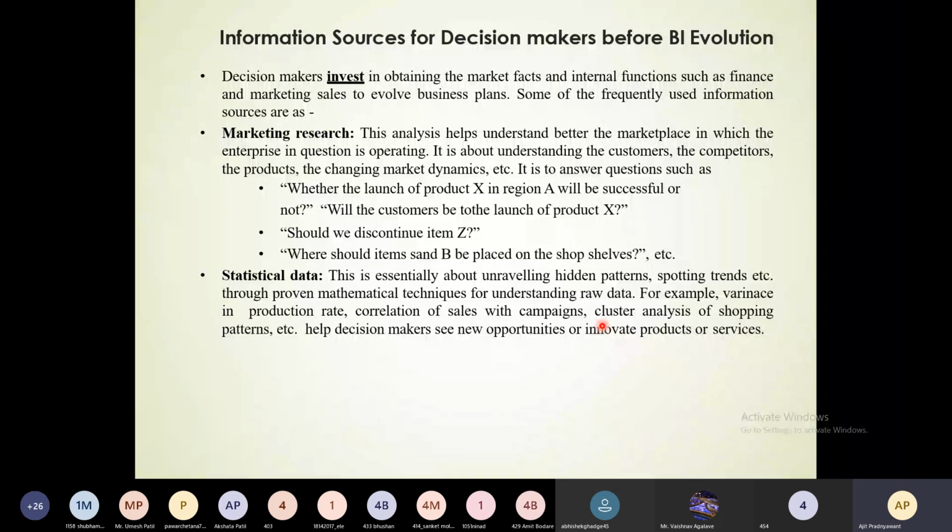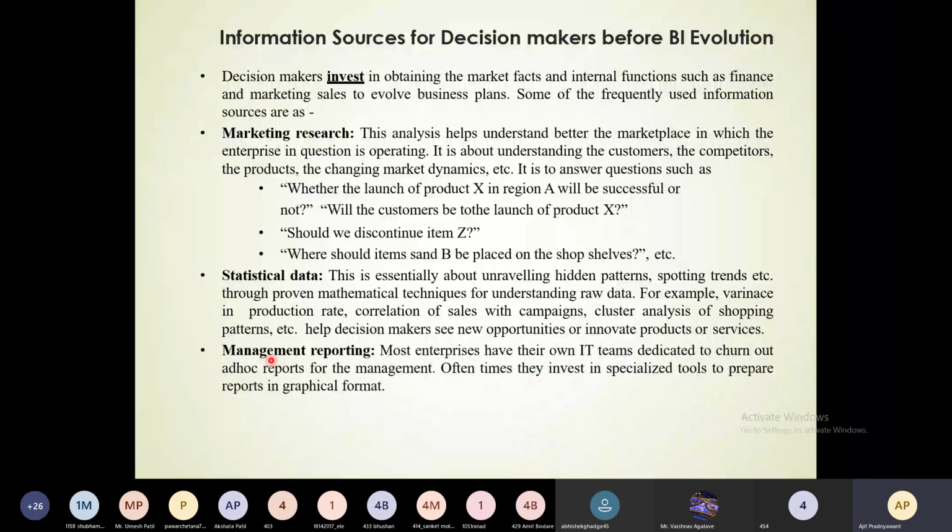Next is management reporting. Most enterprises have their own IT team dedicated to churn out ad hoc reports for the management. So in the company, you will find the quarterly and yearly reports of the company. That is one of the information sources for decision making. This management reporting often may invest in personalized tools to prepare reports in graphical format.